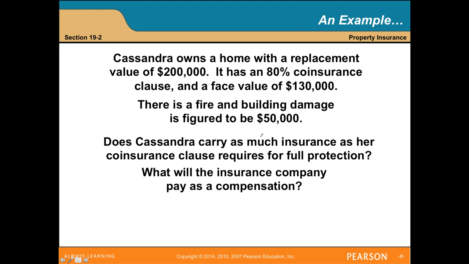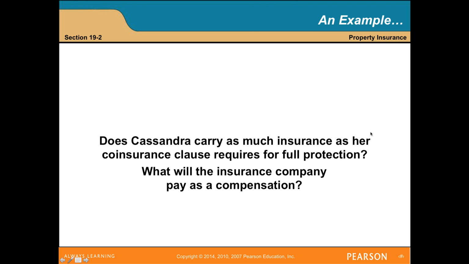So here's an example. Cassandra owns a home with a replacement value of 200 grand. It has an 80% coinsurance clause and a face value of 130,000. There's a fire and the building damage is figured to be 50,000. Does Cassandra carry as much insurance as her coinsurance clause required for full protection? What will the insurance company pay as compensation?